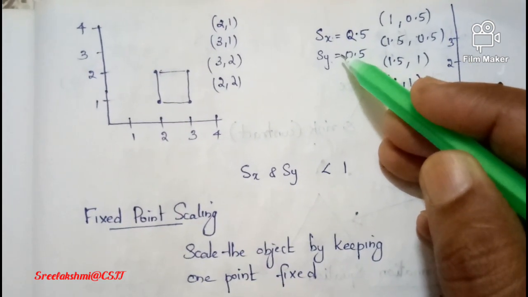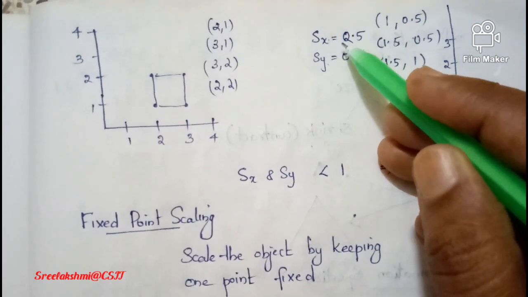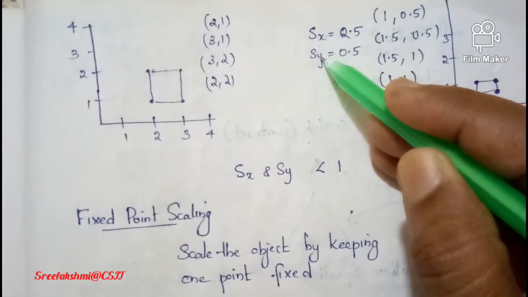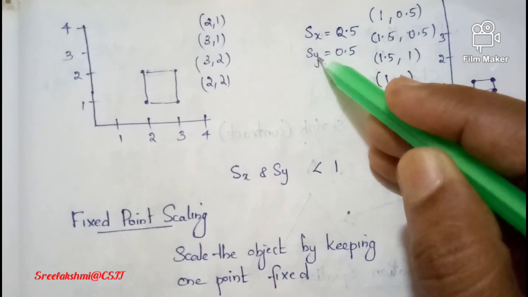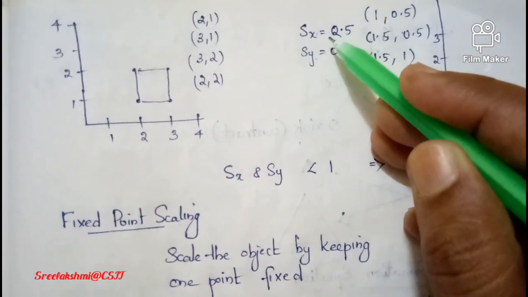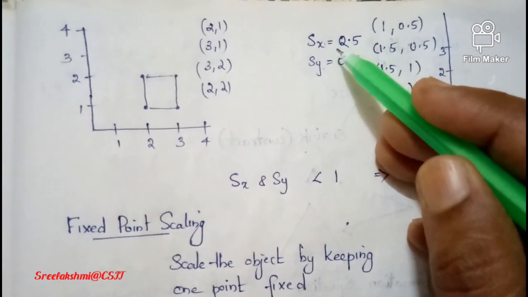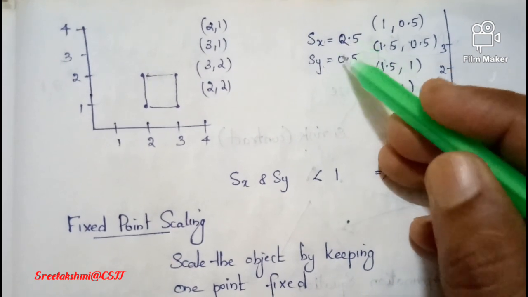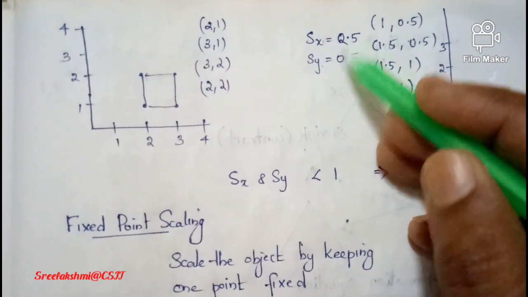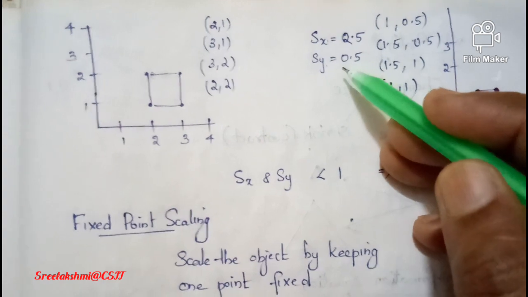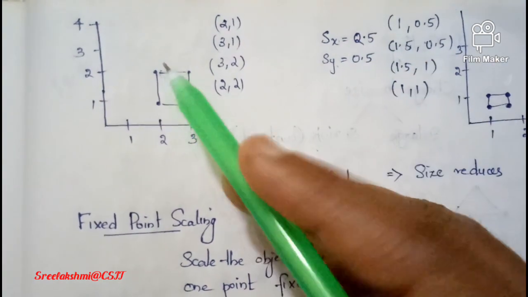Then the second property we learned was that when Sx and Sy, the values of these two scaling parameters, are greater than 1, then the size of the object will increase. But what will happen if both these values are less than 1? Let us see this with the help of an example.